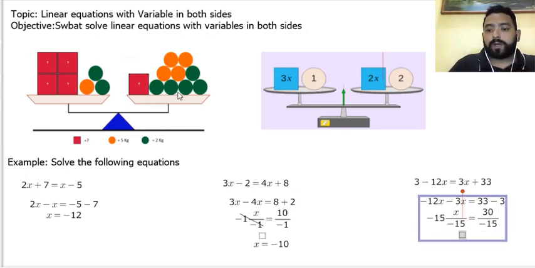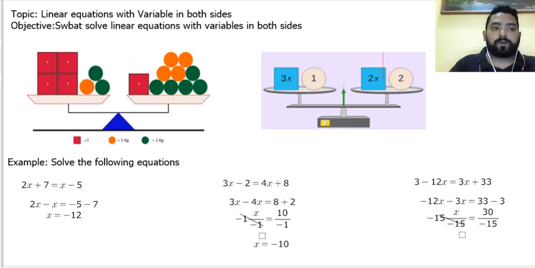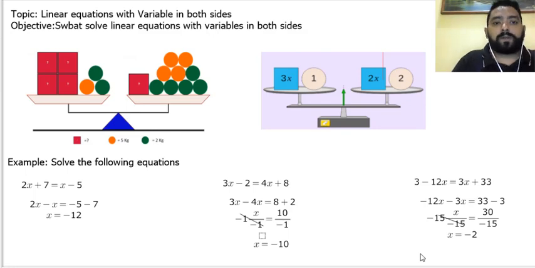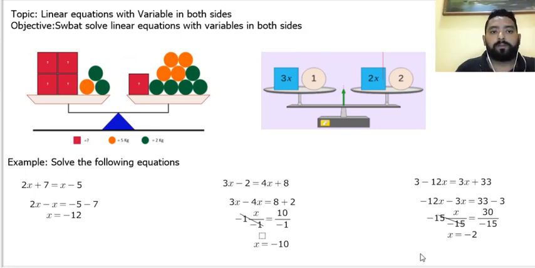So now we are going to have negative 15 divided by negative 15. This one you can cancel, and it's going to be a positive 1. Okay? And then you will have 30 divided by negative 15, so it's going to be negative 2. So the answer is going to be x equal to negative 2. And we already finished the topic of linear equations with variable on both sides. So remember, it's important to keep the equality of the weight scale, in this case of the linear equation.